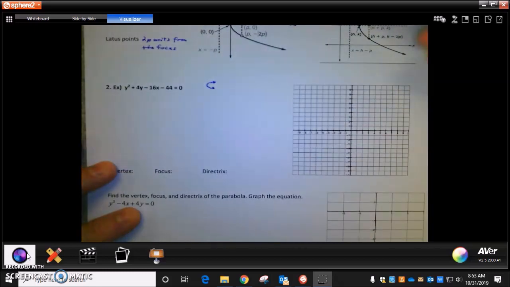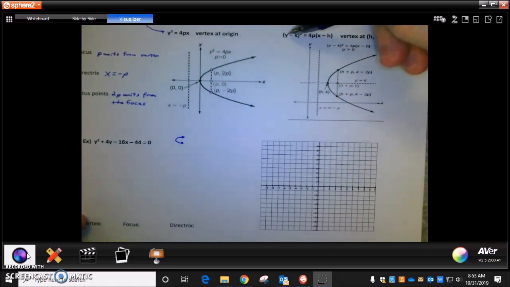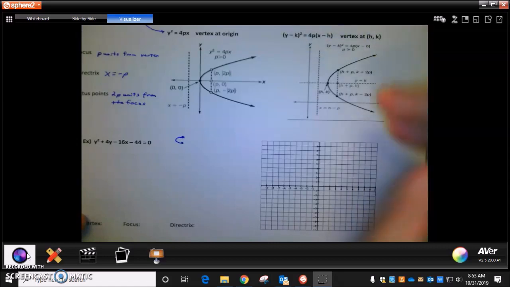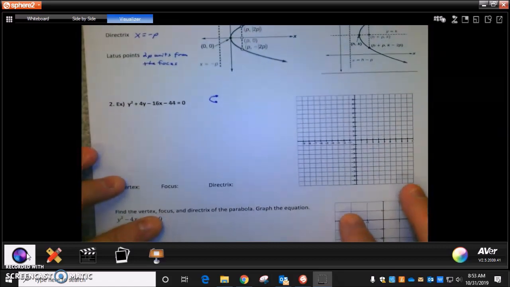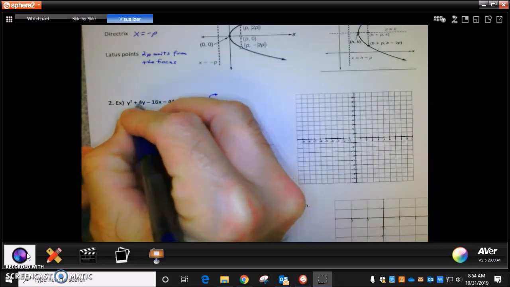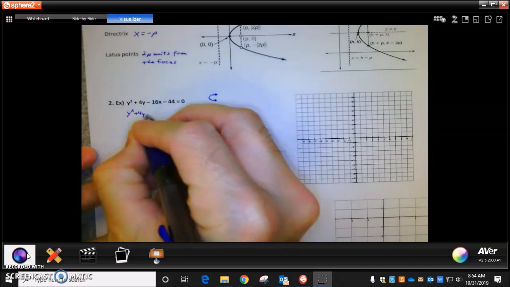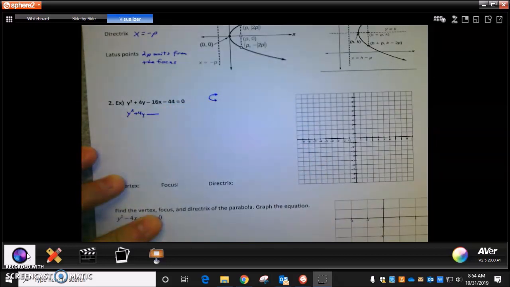We want y minus k squared. We want something squared. We want a nice perfect square right here. So we're just going to create that. Okay, so let's take y squared. We're going to put plus 4y, and then we're going to leave a blank. That's where we're going to complete the square.